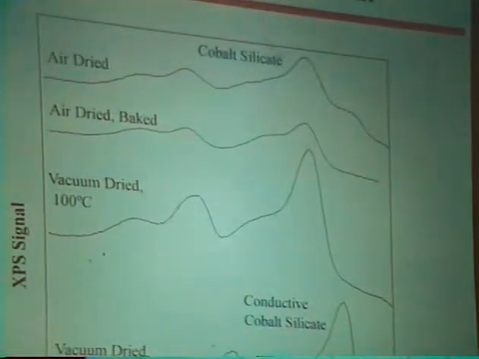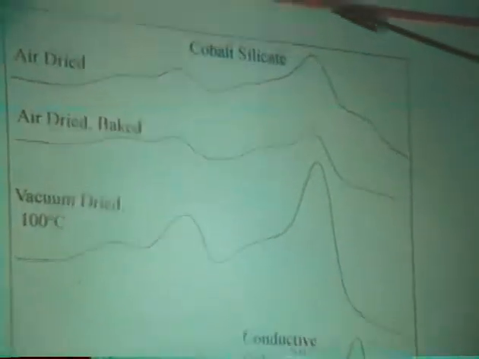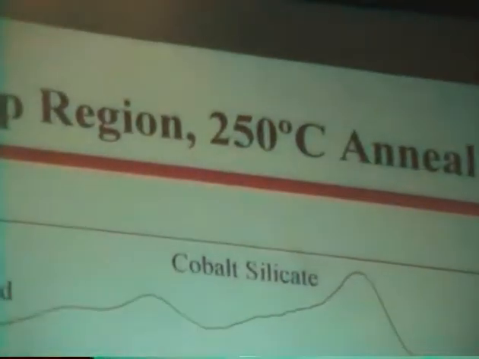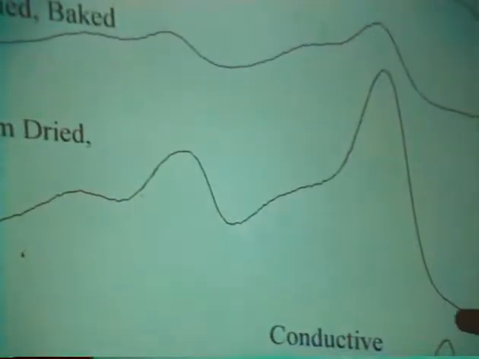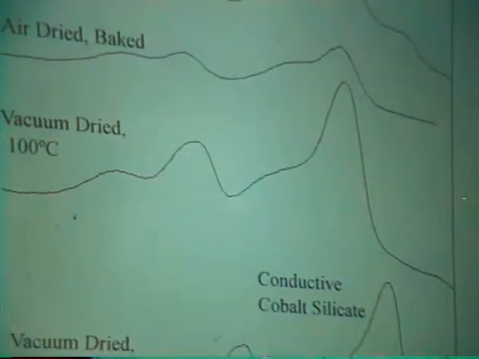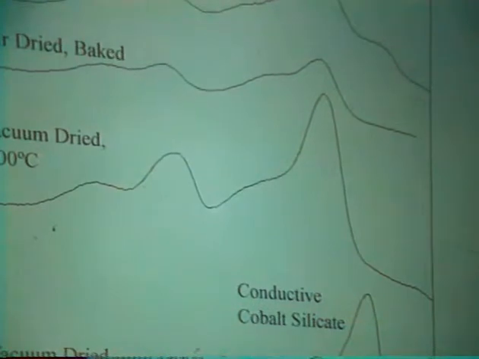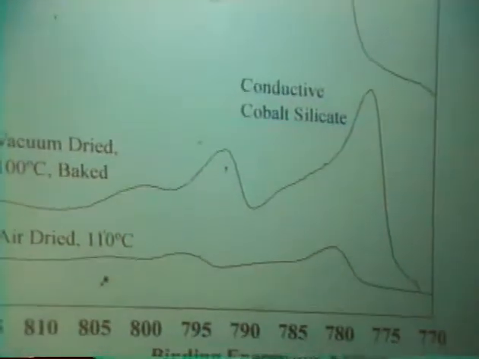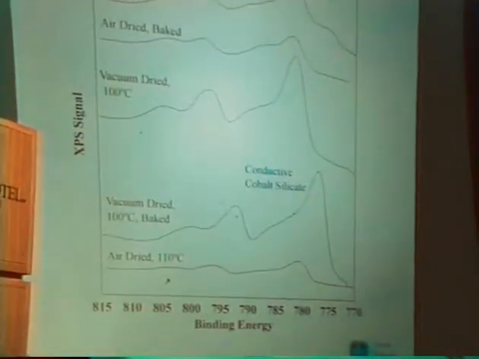Now, the most unexpected result that we found was for a sample that was vacuum dried at 100 degrees C, baked, followed by annealing at 250 degrees C in the UHV chamber. For this sample, we get a 2p3 binding energy of 777 eV, which is well below any reported value for cobalt silicate or cobalt oxide.